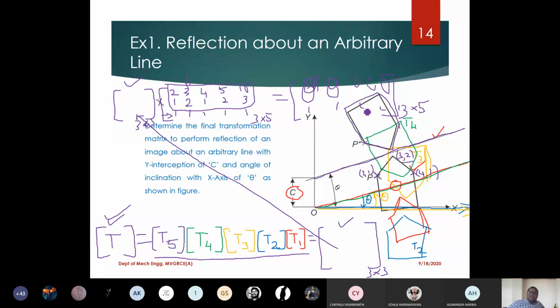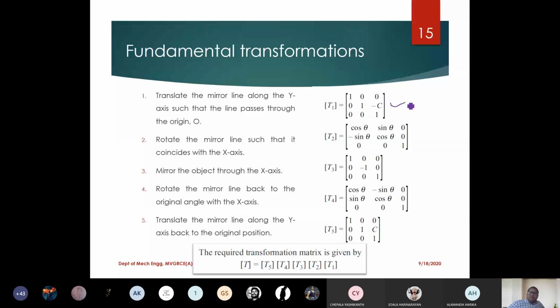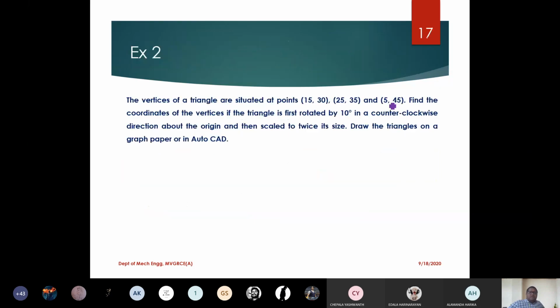For this, you must know all the transformation matrices. From the beginning, I am telling you to remember the transformation matrices. Okay. So let me put all the.